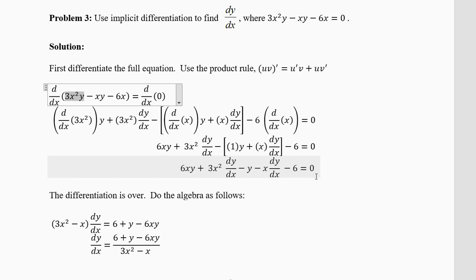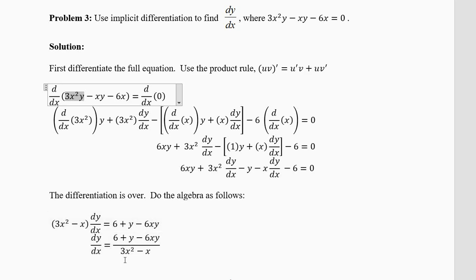Differentiation is all over. Now do the algebra. dy/dx is here, dy/dx is here. Open a bracket: you will get 3x² from here and minus x from here. Take every remaining thing to the right. Minus 6 will become plus 6. Minus y will become plus y. Plus 6xy will become minus 6xy.